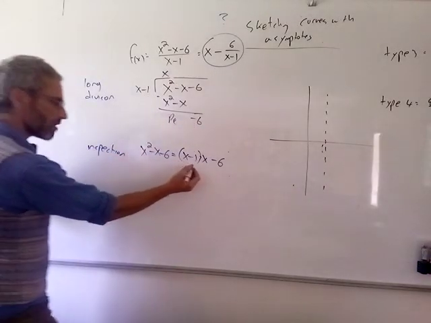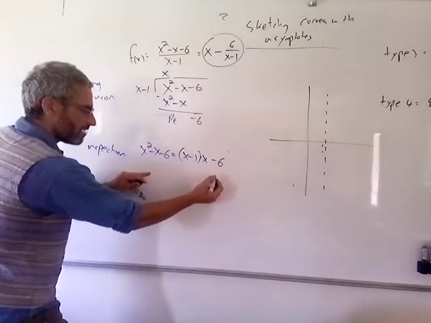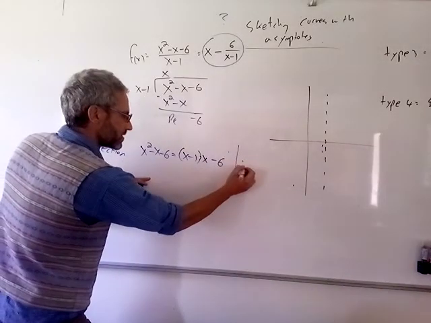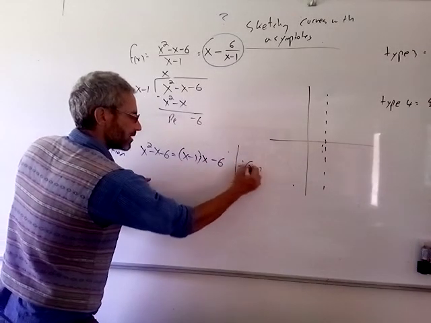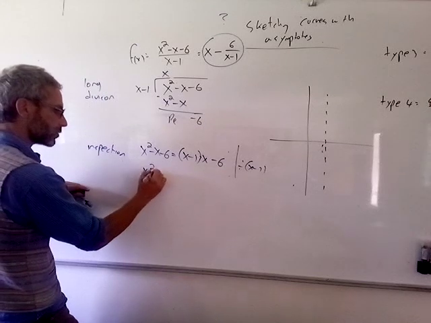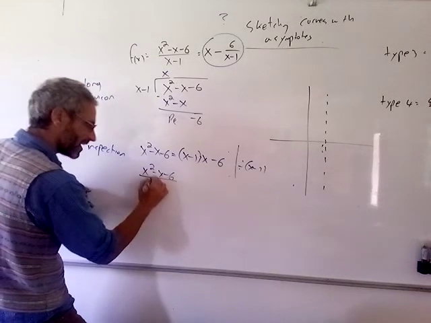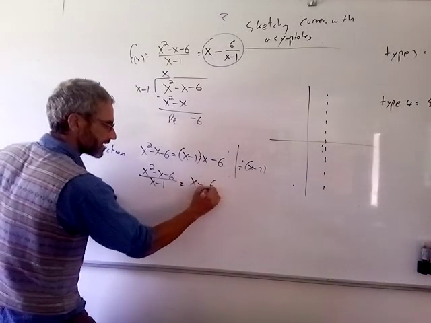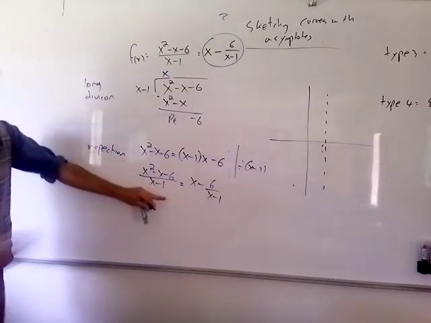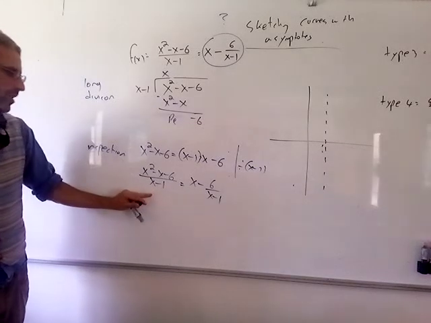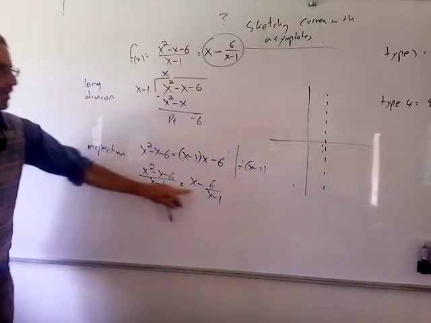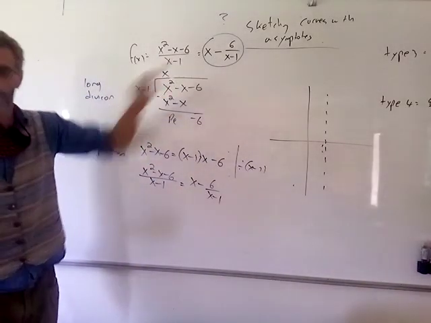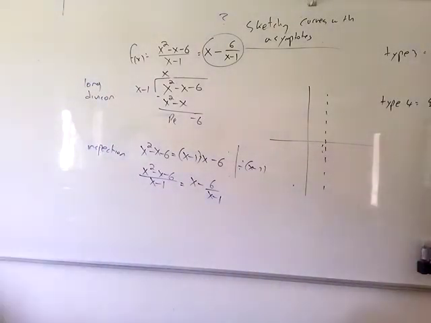So what we're going to do now is rewrite it: I'm going to divide both sides by x minus 1. Then x squared minus x minus 6 divided by x minus 1 is simply equal to x minus 6 over x minus 1. That's what I was looking for. I think by inspection this is a little bit easier, and obviously we're getting the same result. I'll pause here and make some more space.